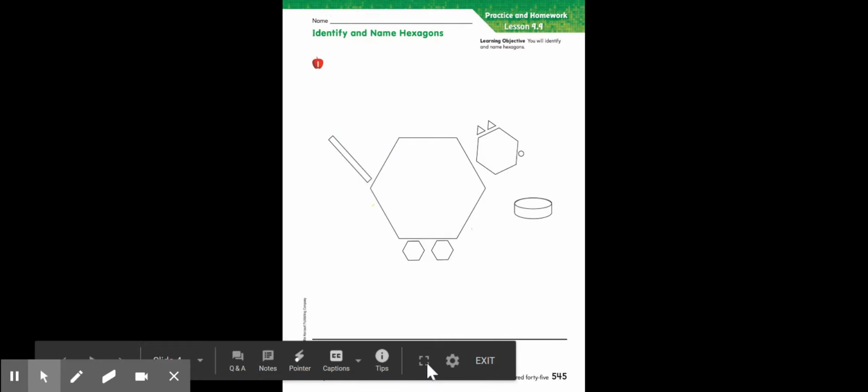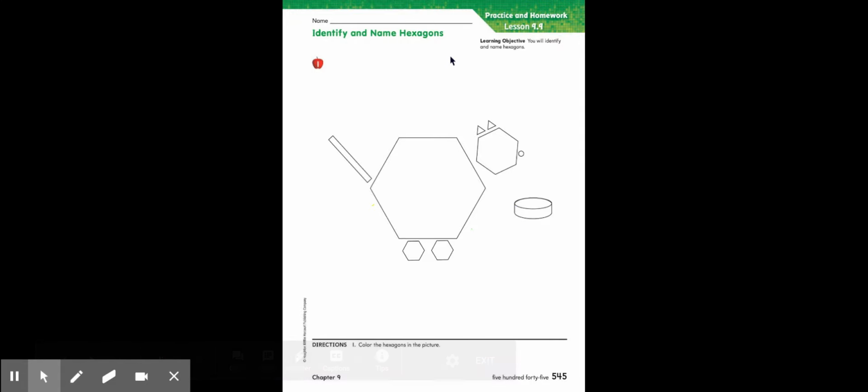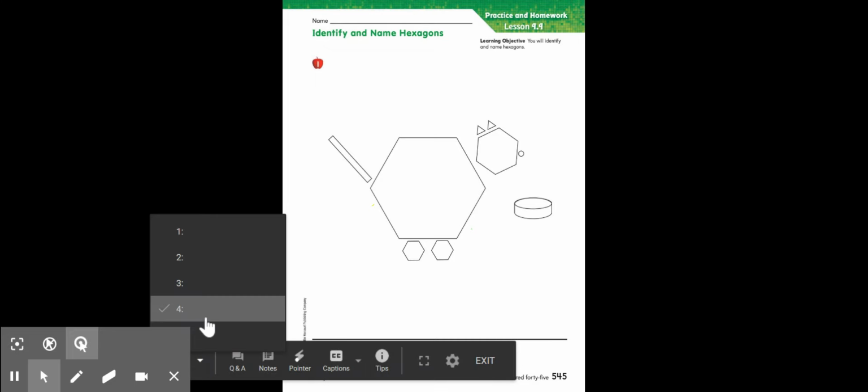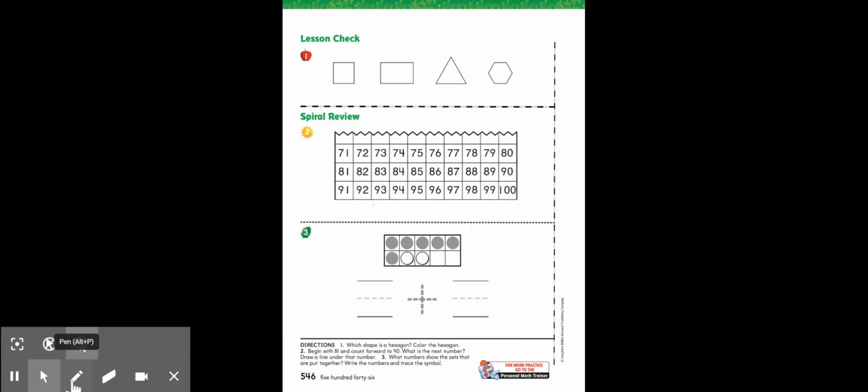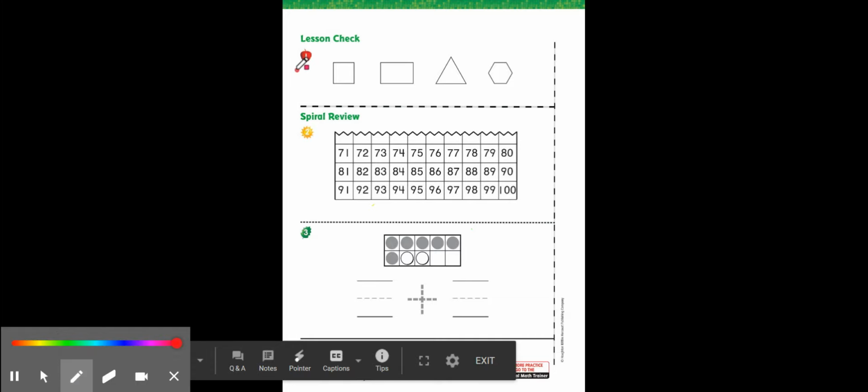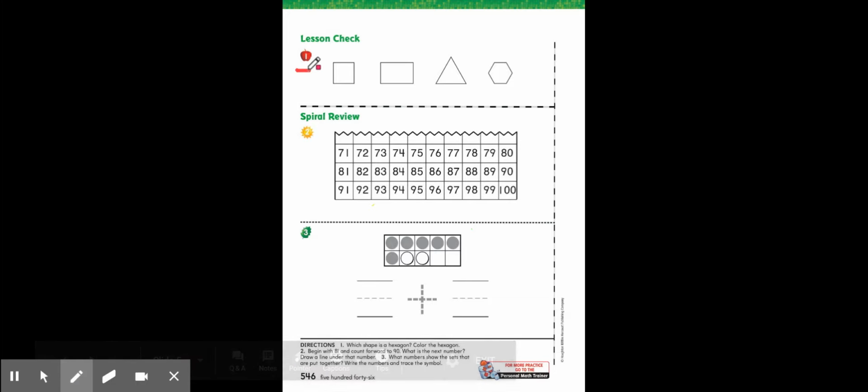Fabulous. And moving right along, you will do the same on our practice. You're going to do this independently, which means on your own, without mom and dad having to help you. You are going to color in the hexagons that you see. There are a couple. And then also, we're going to do a little bit of a lesson check and a spiral review on the back. In red apple number 1, right here, you will be coloring in the hexagon.